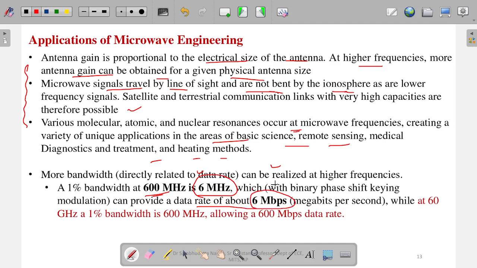Now you see your mobile is working at 1.9 gigahertz, so what speed can it give? At 60 gigahertz, if you take a signal and 1% bandwidth, that will be 600 megahertz, allowing 600 Mbps of data rate. So these are some of the advantages why microwave engineering applications are so wide.